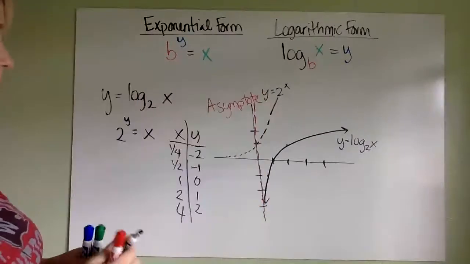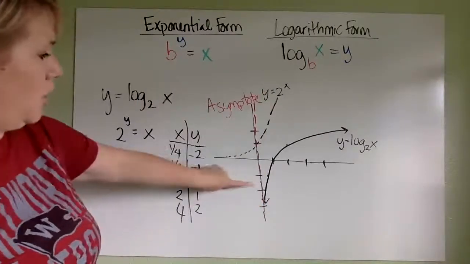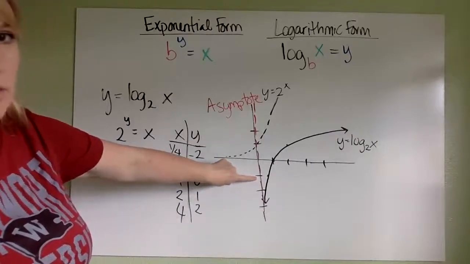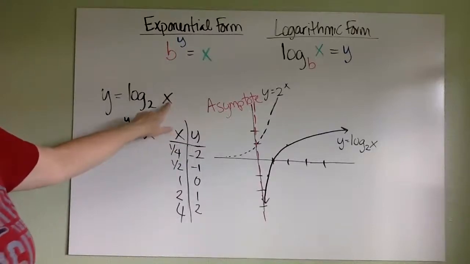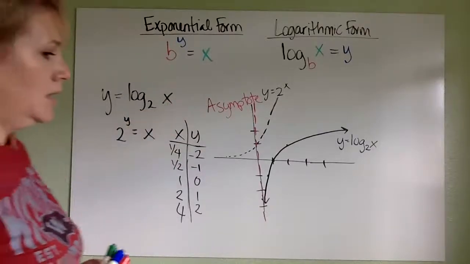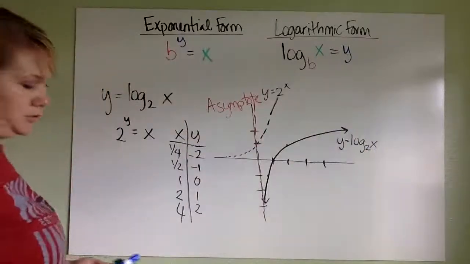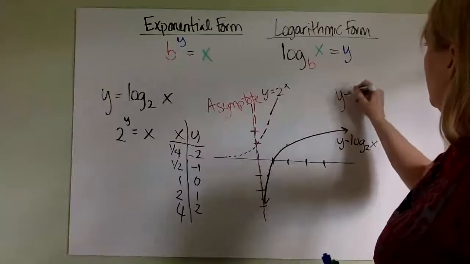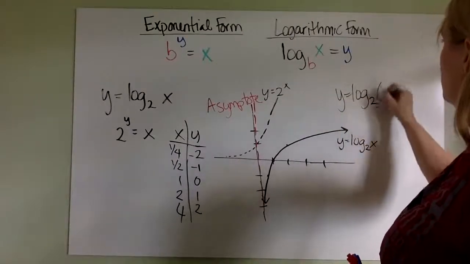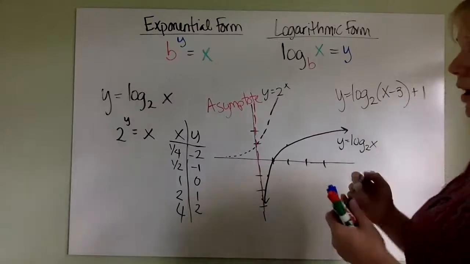And you'll see that if you try to calculate values where x is smaller than 0 or equal to 0, there's no way to plug in x equals 0 right here or anything negative. Okay. So what if I'm asked to graph y equals log base 2 of x minus 3 plus 1?